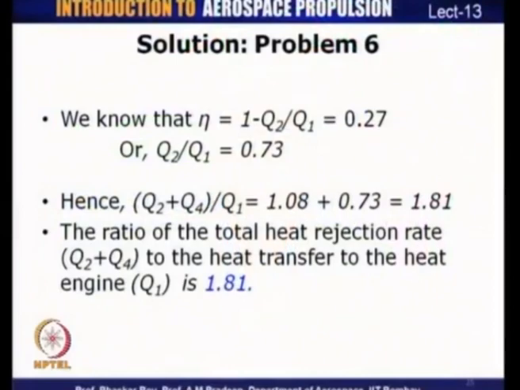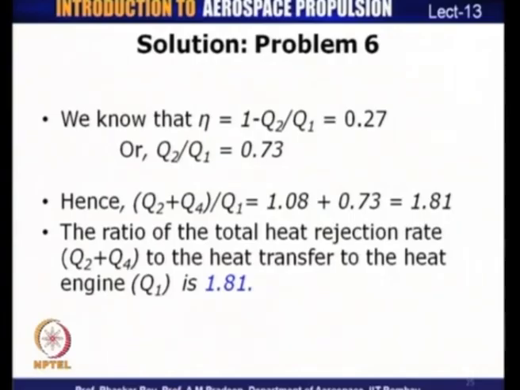So, we have calculated Q2 by Q1 and Q4 by Q1 separately, which means that the desired ratio can be found out just by adding up these two individual ratios. So, Q2 plus Q4 divided by Q1 will be 1.08 plus 0.73, that is 1.81. And so, the ratio of total heat rejection rate, which is Q2 plus Q4, to the heat transfer to the heat engine, which is Q1, is basically 1.81.